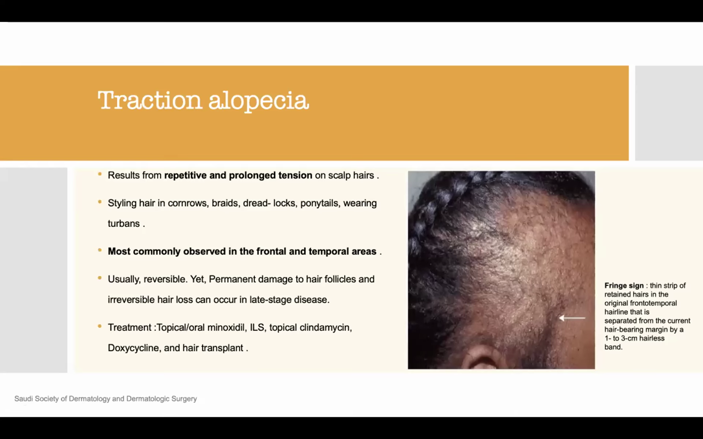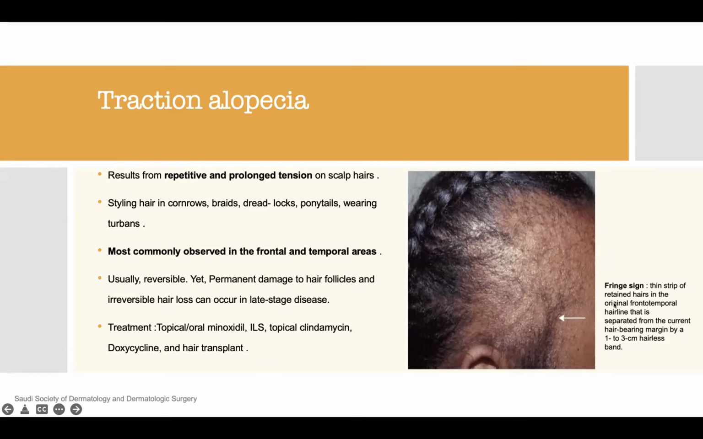Okay, so traction alopecia. Traction alopecia usually occurs as a result of repetitive and prolonged tension on scalp hair, usually after styling the hair with heavy braids, ponytails, and wearing turbans. Usually observed in the frontal and temporal area. Treatment for those patients can be done with topical or oral minoxidil, steroids, and even oral antibiotics.